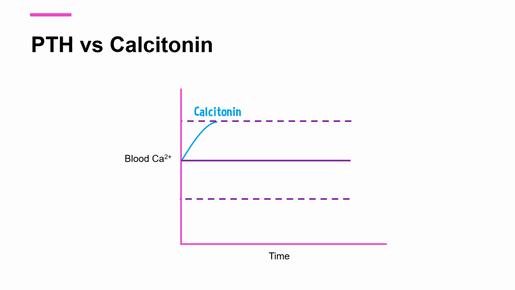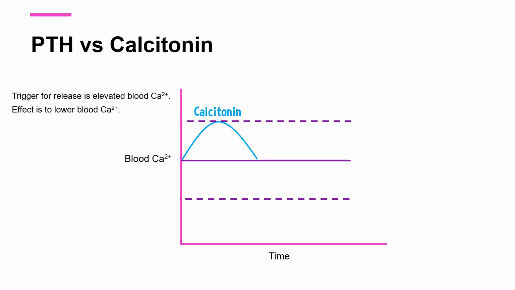The two things we need to be able to say about calcitonin is that the trigger for its release is elevated blood calcium levels. The other thing that we need to say about calcitonin is that its effect is to lower blood calcium levels. So let's go ahead and make that happen.